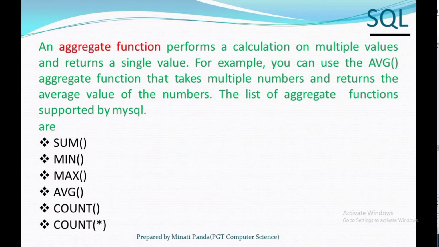In this video, we'll discuss aggregate functions in MySQL. An aggregate function performs a calculation on multiple values and returns a single value. The list of aggregate functions supported by MySQL are SUM, MIN, MAX, AVG, COUNT and COUNT(*). For example, we can use the AVG function to calculate average.